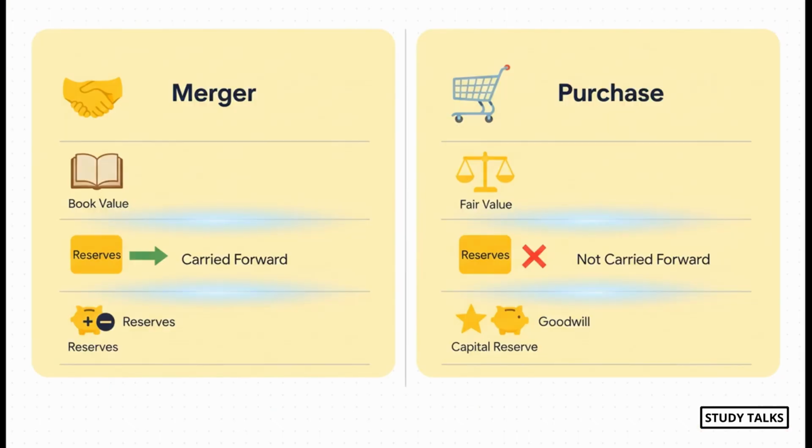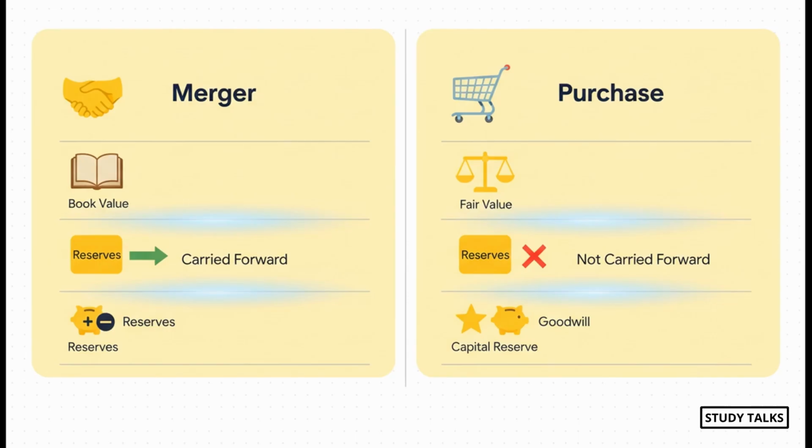Now, this slide is gold. Seriously, it gives you the entire theory in one spot. Think of this as your checklist in the exam hall. In a merger, you're using the pooling of interests method. Assets and liabilities are at book value, and you carry forward the seller's reserves. Any difference between PC and net assets, you just adjust it against general reserve.